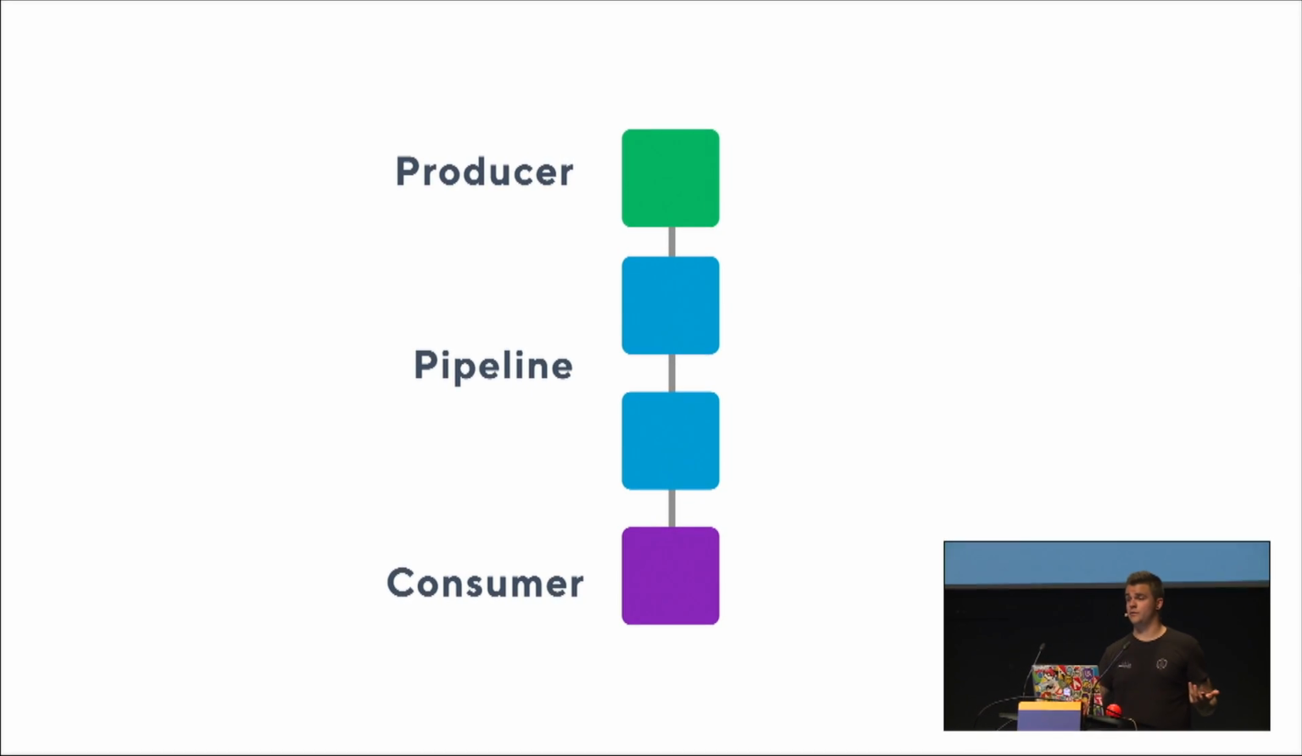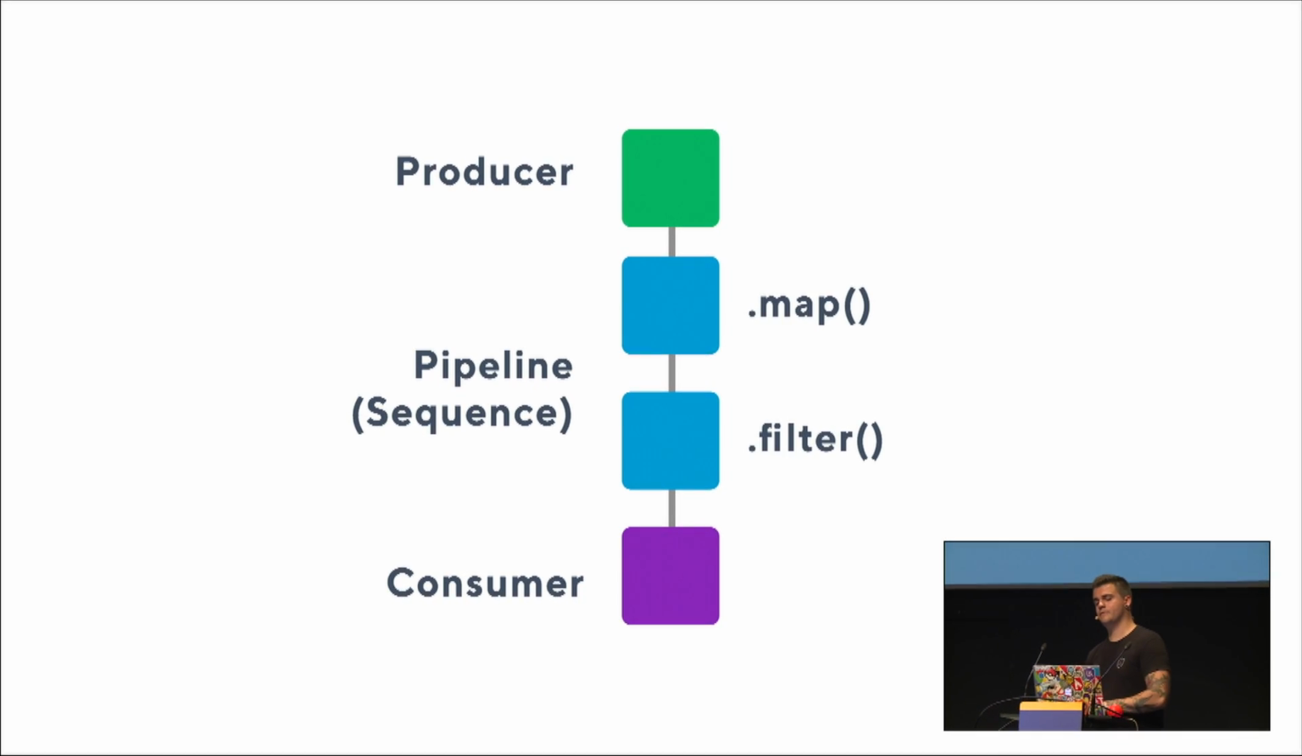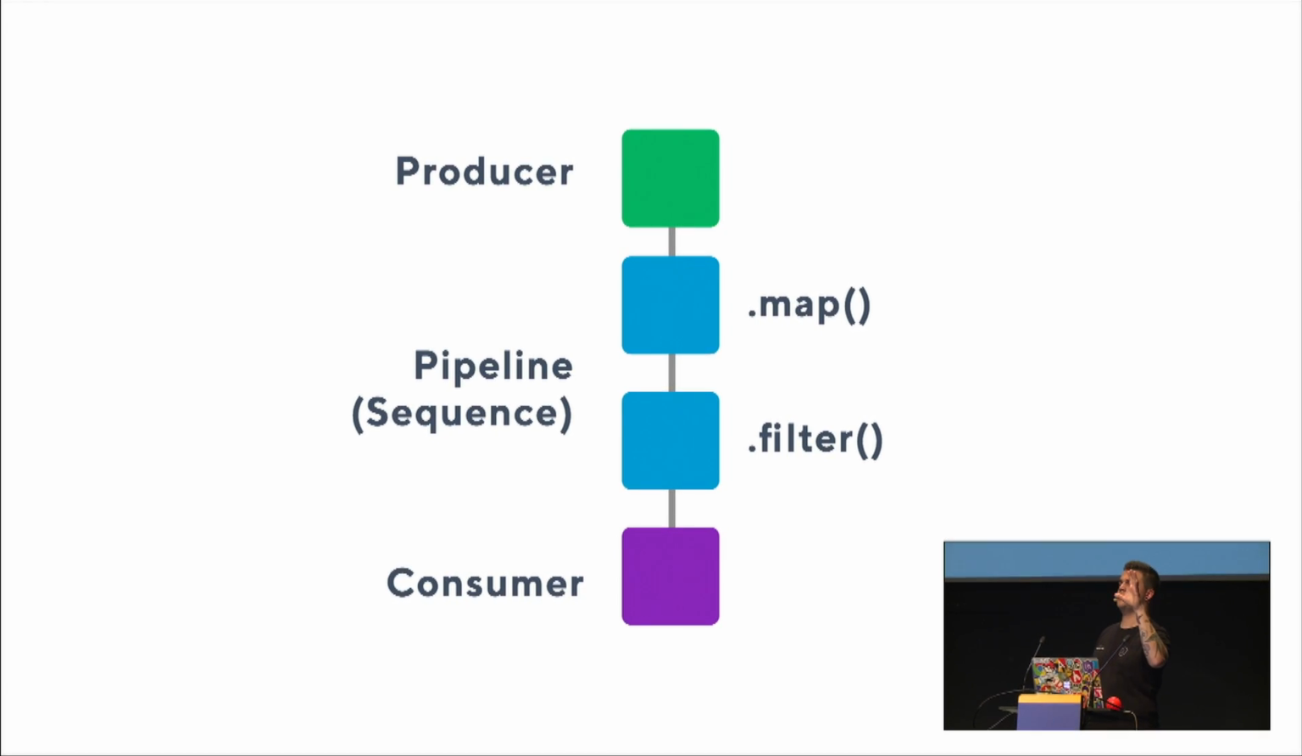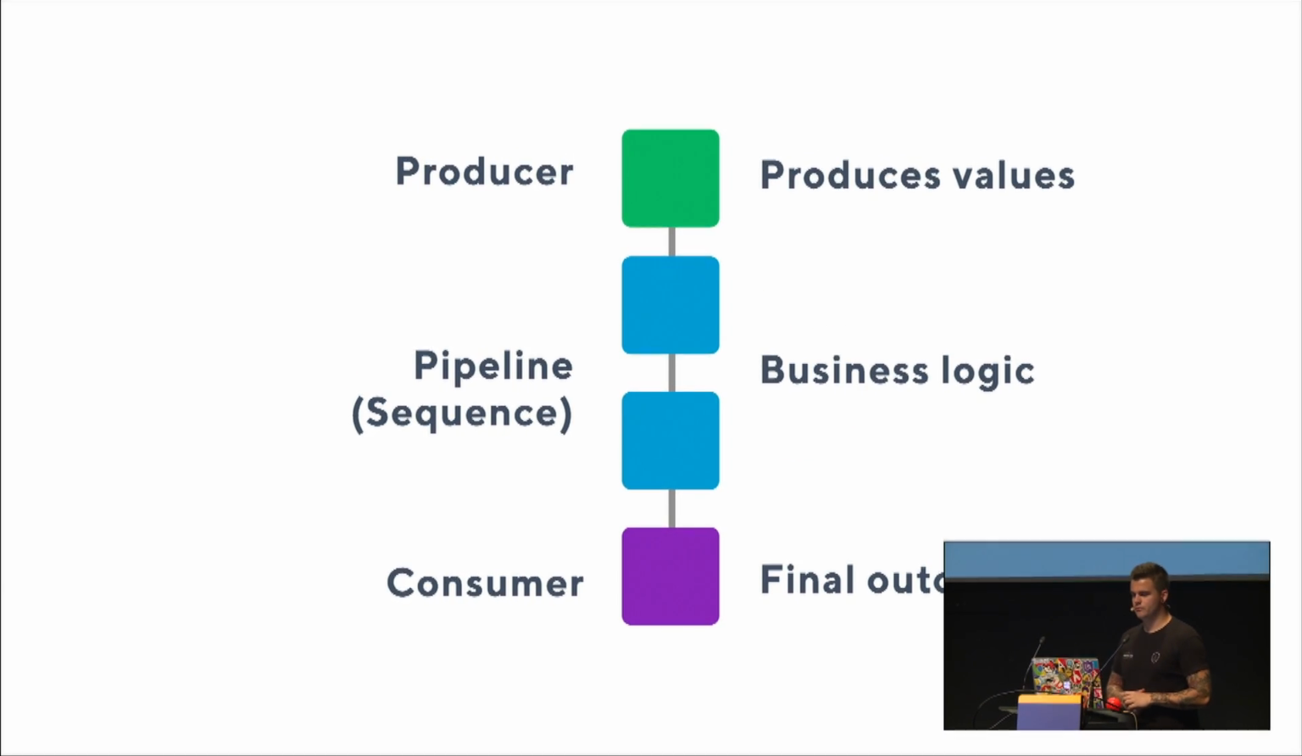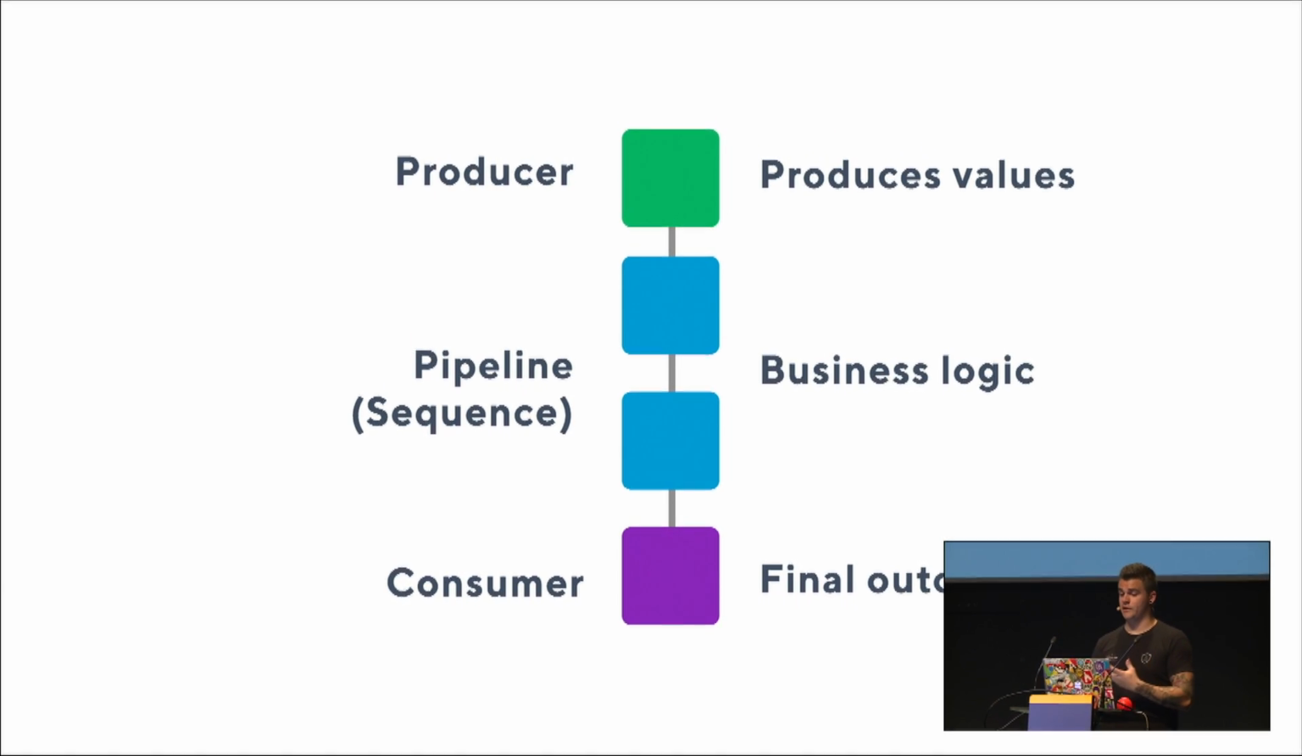When I started with RxJS, I came across these, map and filter. You've probably seen these before in the RxJS documentation, or even in the Angular documentation. These typically make up what we call a sequence. So we can have a producer and our consumer, and somewhere in the middle we can transform those values. So it produces values, then business logic in the middle. It's important to note that they're just pure functions. An observable sequence can just be a pure function. It has an input, and it returns something based on what the input was. And then we have the final outcome.